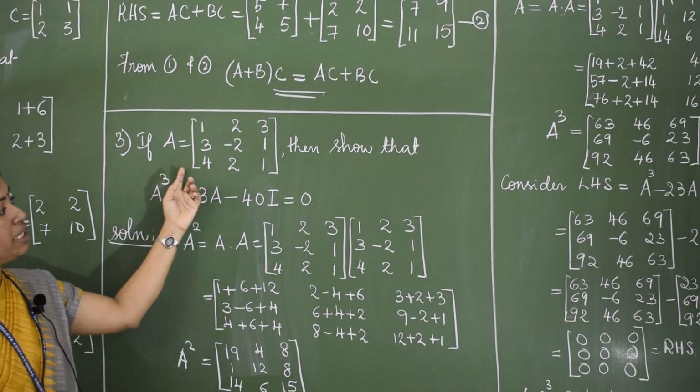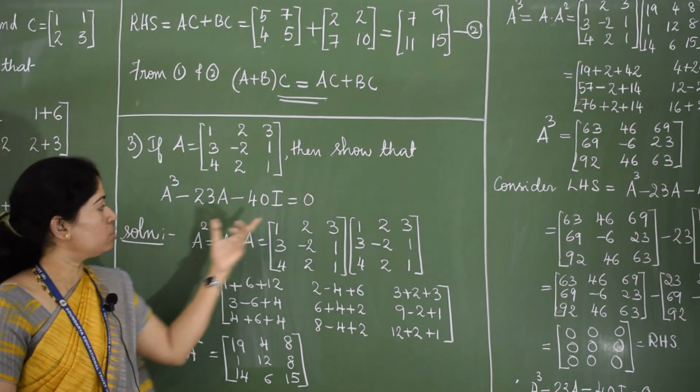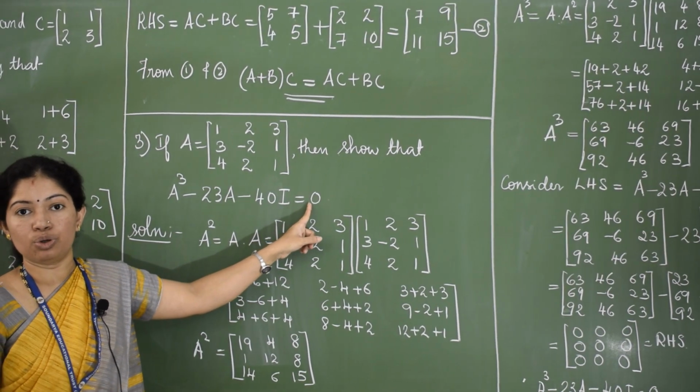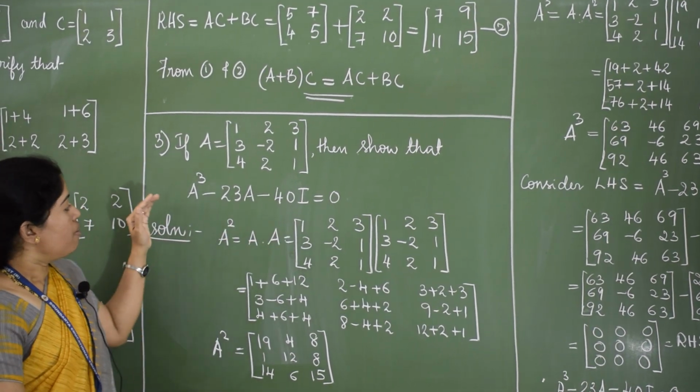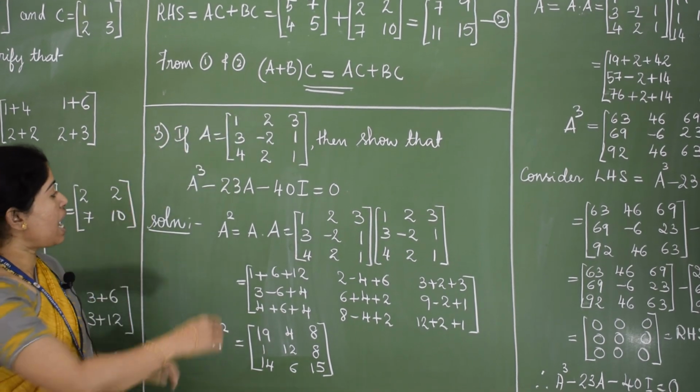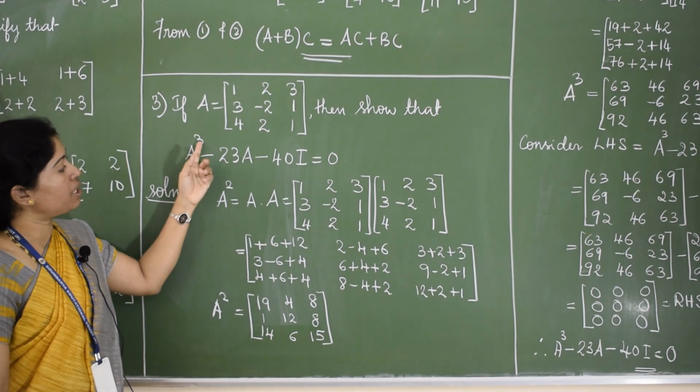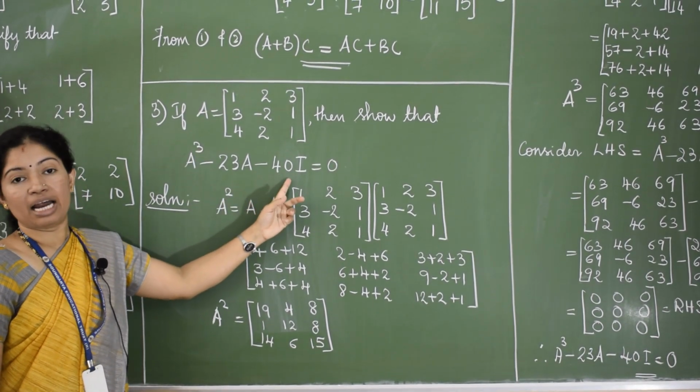Another important problem for 5 marks is of this kind. They will give matrix A and you have to show this: A cube minus 23A minus 40I is equal to 0. So they have given A. We have to substitute here. What are the terms you have in the given expression? You have here A cube, 23A and 40I.